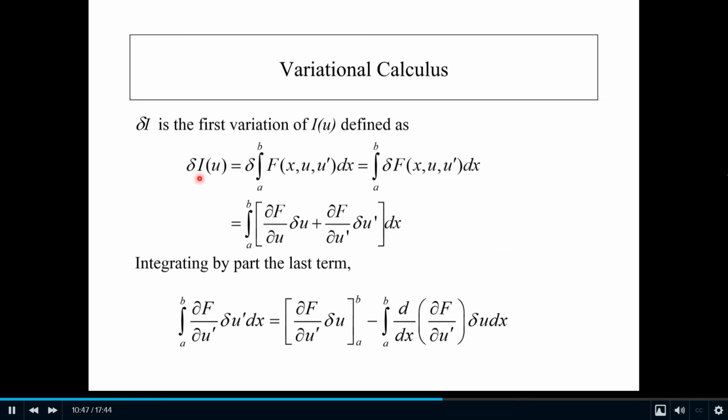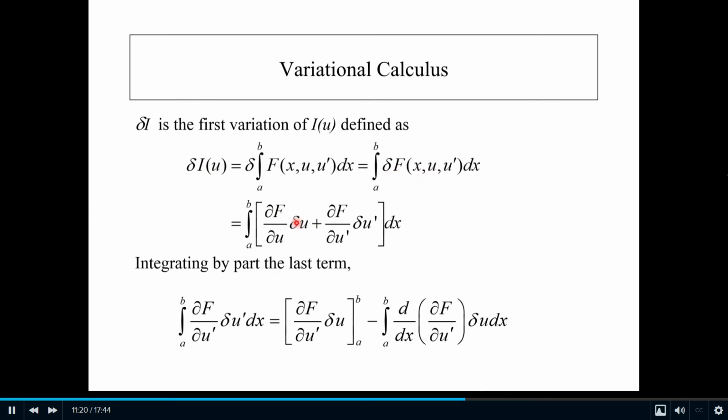I is this integral, so the first variation of I, we can put it like this. Then you can take this variation symbol inside the integral. It is equivalent to this, because when you vary, x is considered fixed, so we do not vary it. We vary u and u prime. This is what you get by performing this first variation.